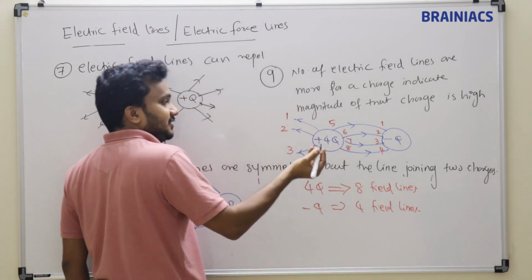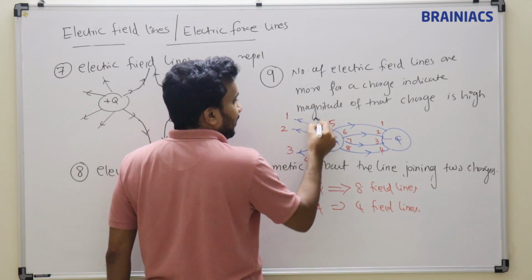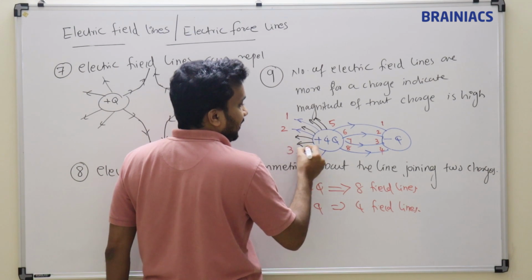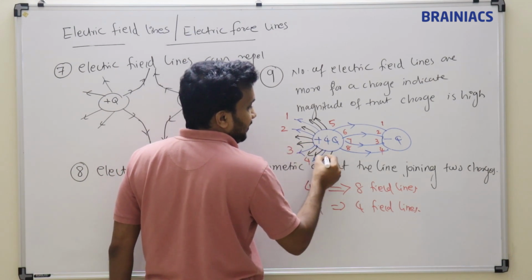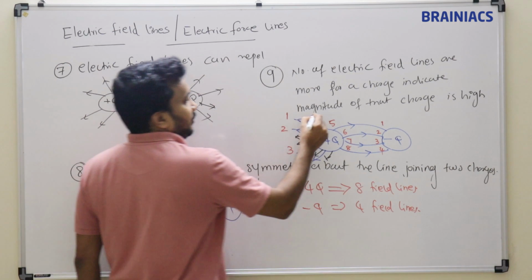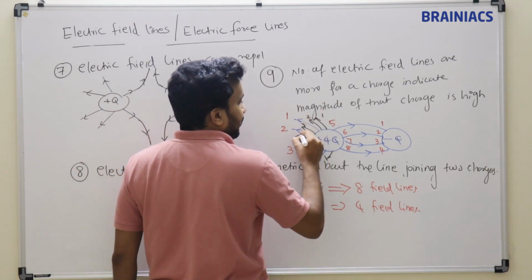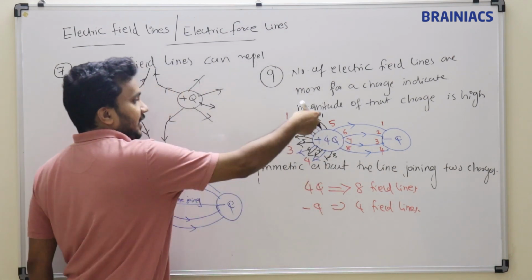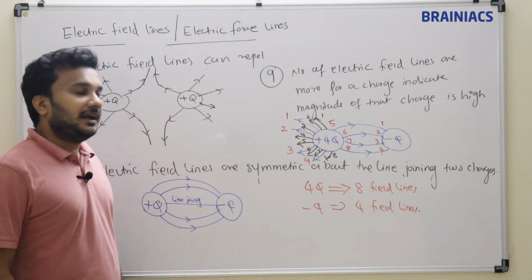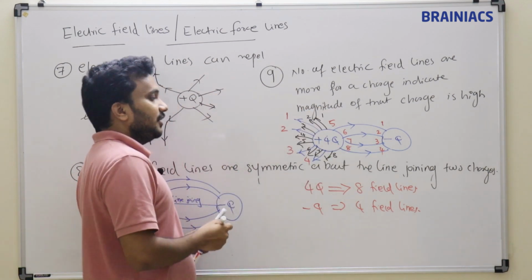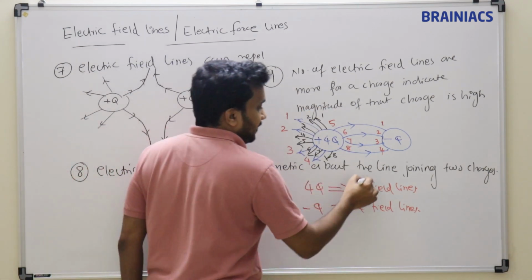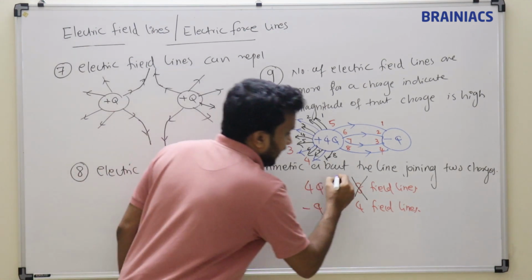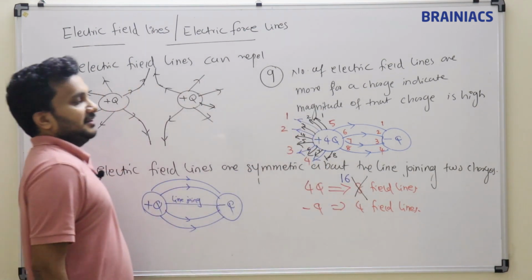Now I am drawing the next 8 lines. So 1, 2, 3, 4, 5, 6, 7, 8. Now totally I have 8 black lines and 8 blue lines also. Instead of 8 field lines, what is the right answer for this one? It should have 16 field lines.